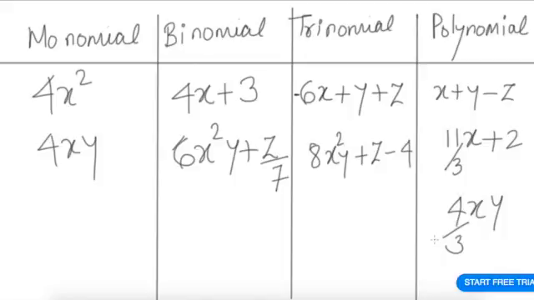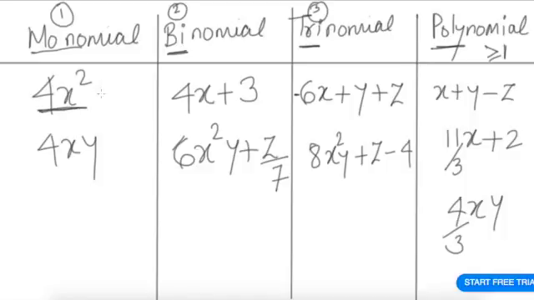Okay, let us understand what is monomial, binomial, trinomial and polynomial. The word mono means 1. The word bi in English means 2. The word tri means 3. And poly means 1 or more than 1. Now what is a monomial? Mono means 1. There has to be only one term.